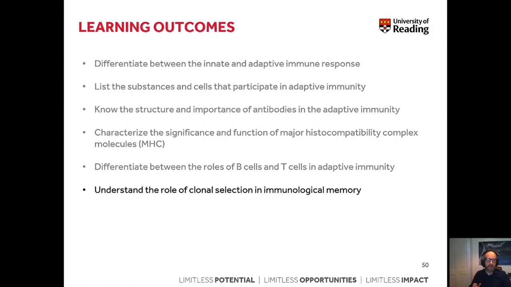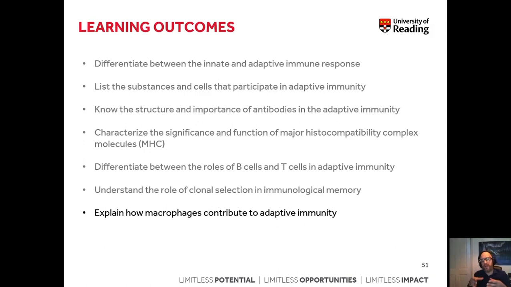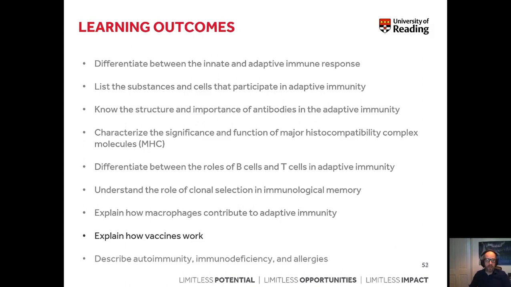for vaccines as well. And you must be able to explain how macrophages contribute to adaptive immunity, because those cells sort of link the innate and adaptive immune system. Lastly, and this is also linked with the lecture delivered by Dr. Black on vaccines, you need to be able to explain how vaccines work. And this is very, very important, especially in light of the ongoing pandemic and the efforts of the NHS to vaccinate the population.